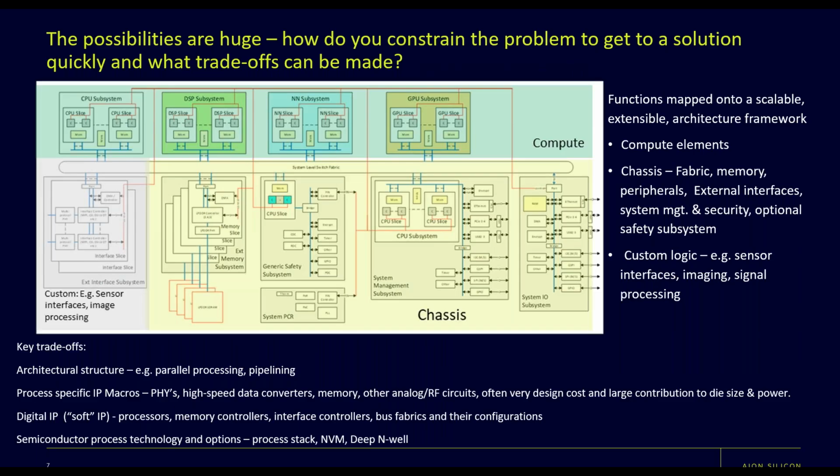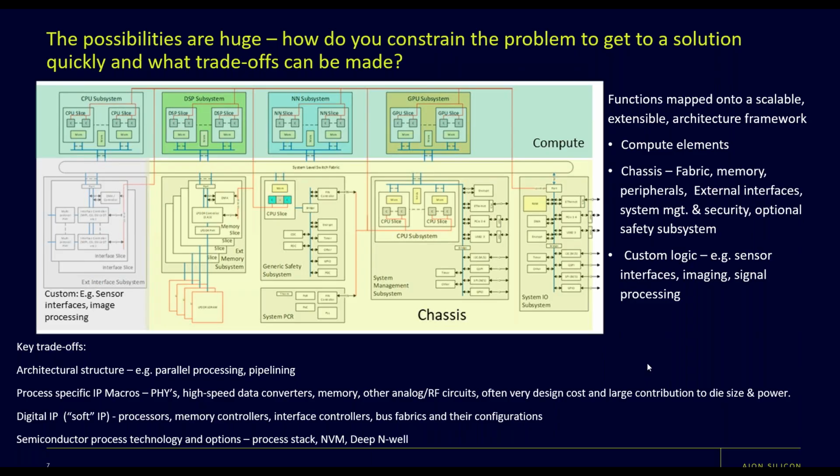So you can imagine that leads to huge possibilities, and we need to constrain the problem somehow. So one of the ways we've done this at Aion in particular, and this is only one way, but this way kind of works for us, is we've developed an architectural framework. It has enough flexibility in it that it can be mapped onto most of the designs that we work with. But what it gives us is basically a really solid starting point.